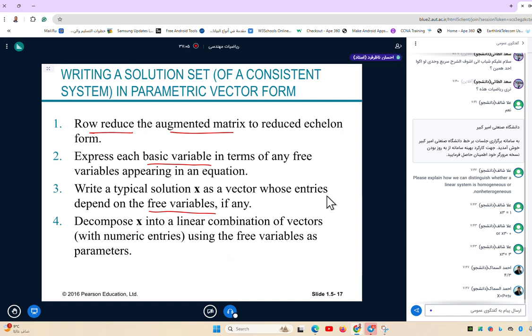Okay, so this was chapter number 1.5. So, okay, we are done. We started from 1.1 through 1.5. We discussed this one. And the next chapter, 1.6, is just an application.